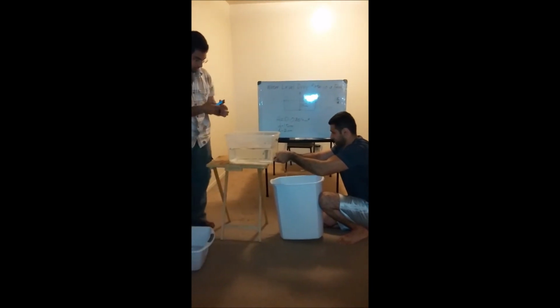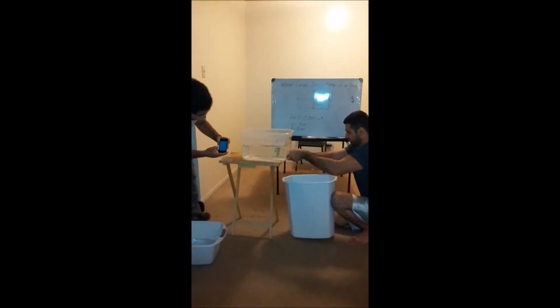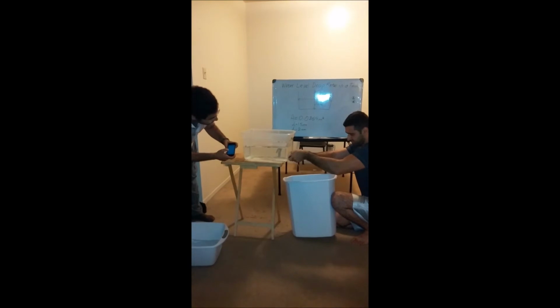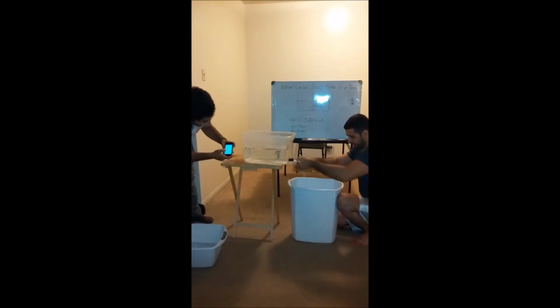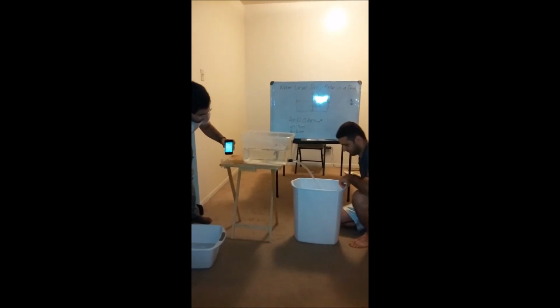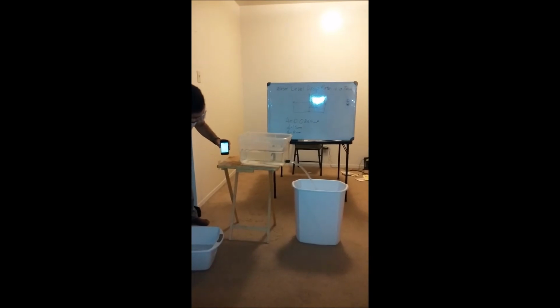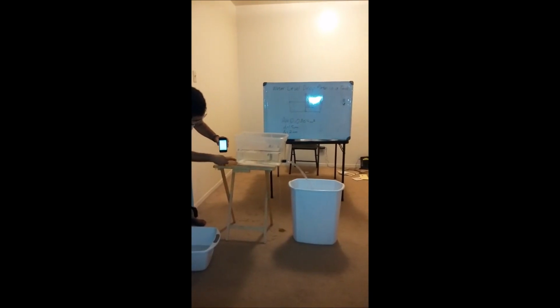Here's my chronometer. I'm going to start in count of 3. 1, 2, 3, go. Now the tank is draining. I'm going to stop when it reaches the 2 centimeter mark.